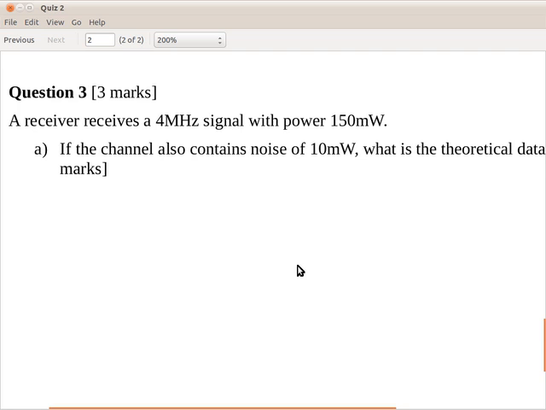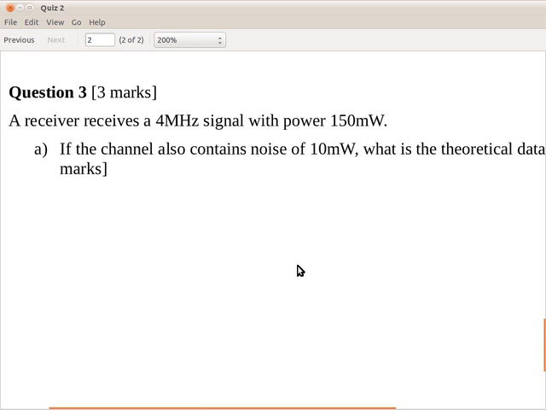Signal power 150 milliwatts, noise power 10 milliwatts. It's a ratio of two power levels, so the units cancel out. 150 divided by 10 is 15. Signal to noise ratio is 15. So we get C equals 4 by 10 to the 6, log base 2 of 1 plus 15. 1 plus the signal to noise ratio is 16. Log base 2 of 16 is 4, since 2 to the power of 4 is 16.